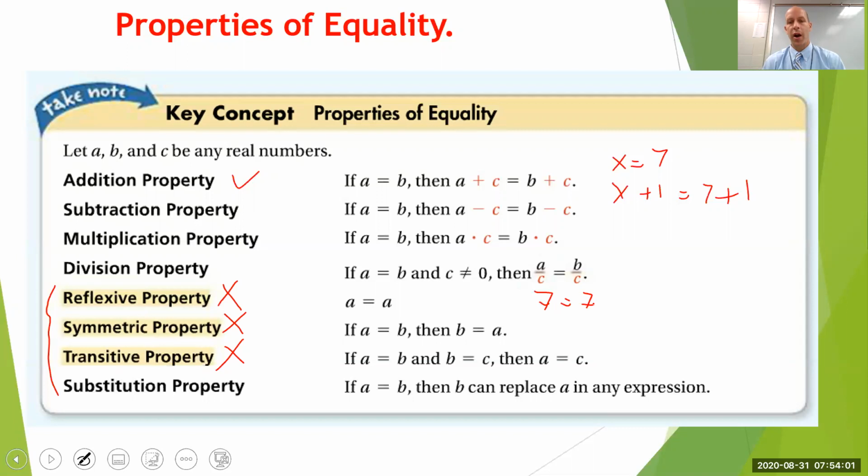The transitive property connects two statements together. It's kind of like the law of syllogism. It says if A is equal to B, and B is equal to C, then A is equal to C. For example, if X is equal to 2 and 2 is equal to Y, then X is equal to Y. And finally, the substitution property, which basically says if A is equal to B, you can replace B anywhere there's an A.